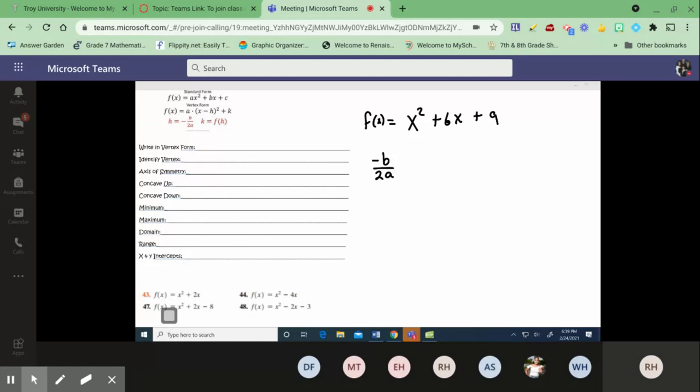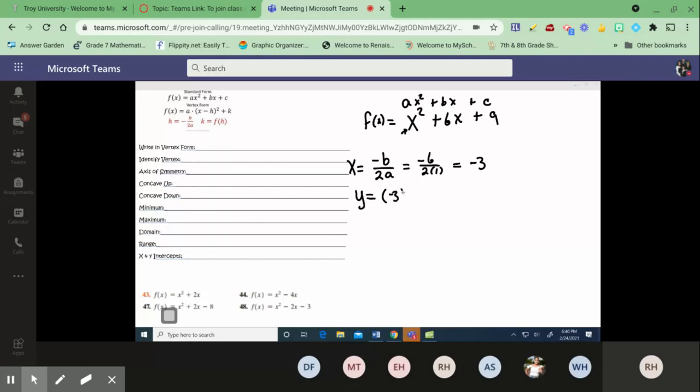So if I have negative b over 2a, that means I have negative 6 over 2 times 1, right? ax squared plus bx plus c. So what's negative 6 over 2? So that's my x. How am I going to go about finding my y? Plug it into your original equation, guys.